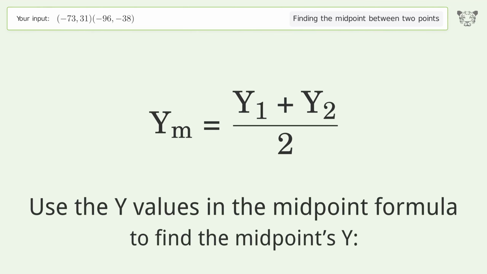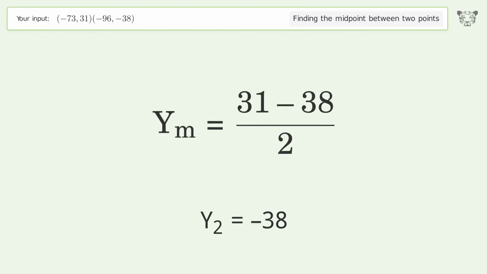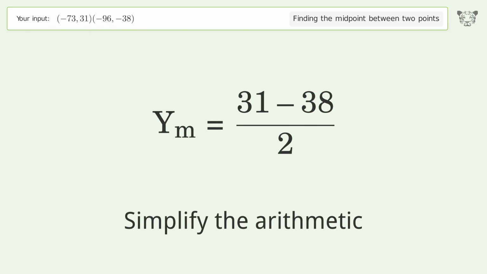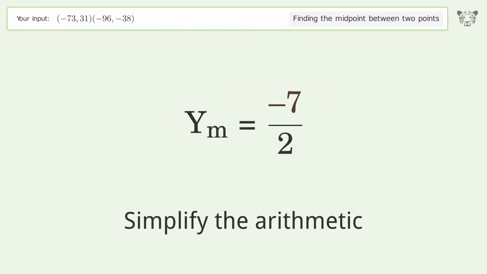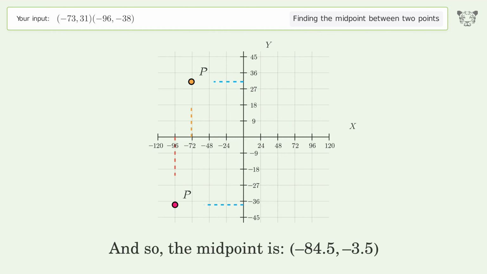Use the y values in the midpoint formula to find the midpoint's y. y1 equals 31. y2 equals -38. Simplify the arithmetic. And so, the midpoint is -84.5, -3.5.